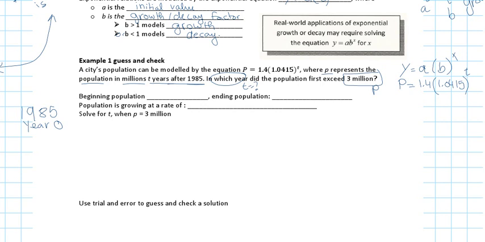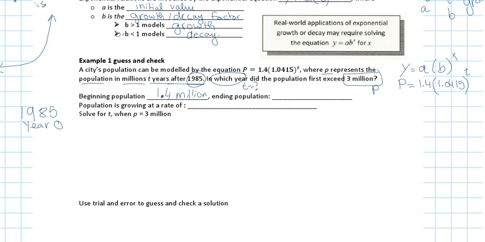Okay? So they gave me P. Now, what's my beginning population? How do I know what the beginning population is? Which letter represents initial in this equation? A. What's A equal to in the equation? 1.4. So I have 1.4 million. That's my beginning population. So I'm starting with 1.4 million, and that is in year 1985, right?